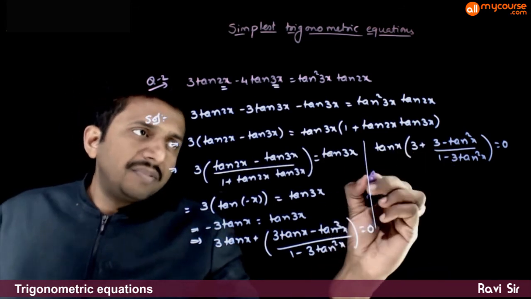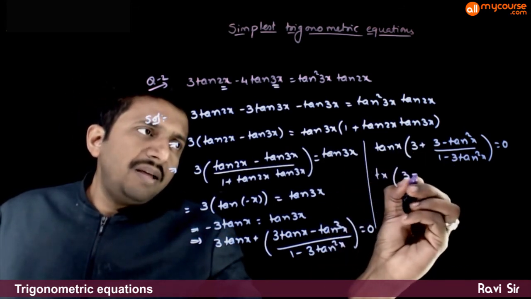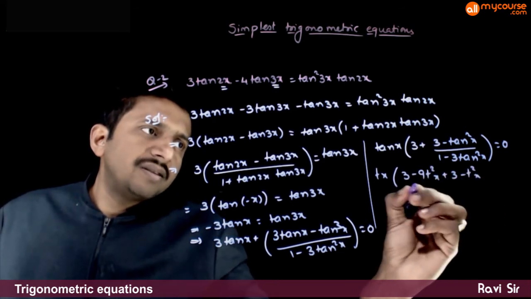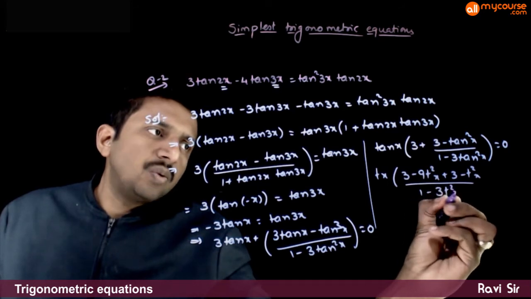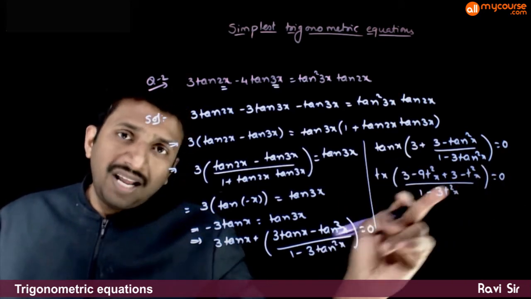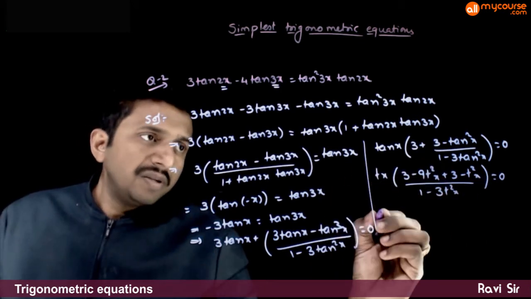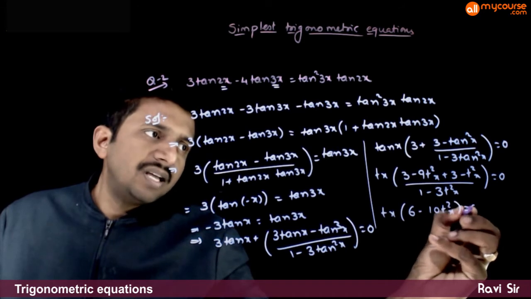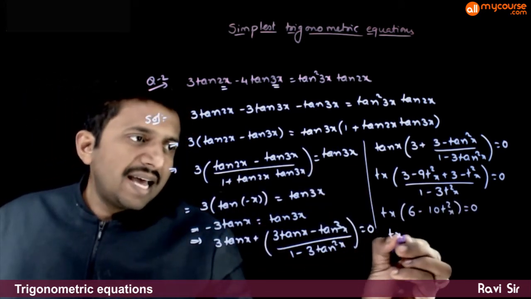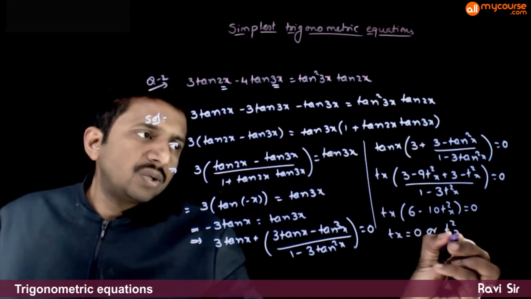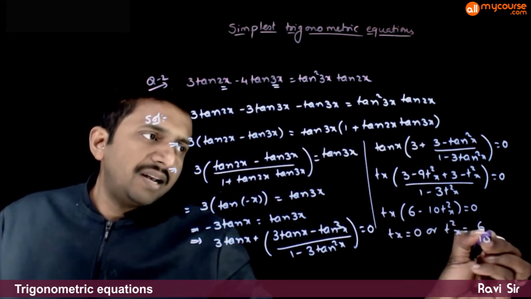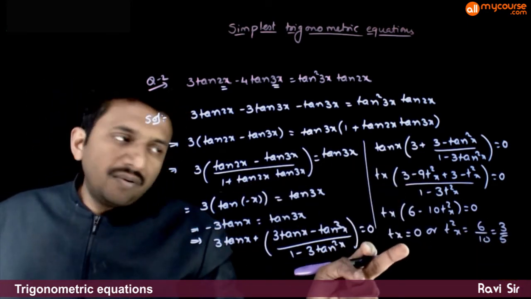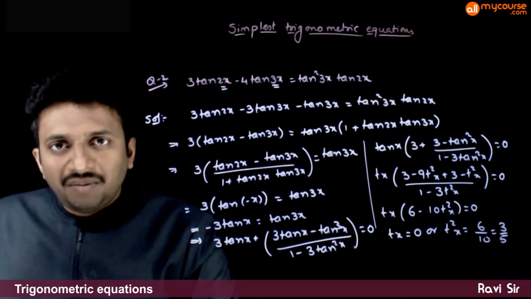If you take the LCM, tan x times [3 minus 9 tan square x plus 3 minus tan square x] by (1 minus 3 tan square x) is equal to 0. If you take the LCM, this becomes equal to 0. So you have tan x times (6 minus 10 tan square x) is equal to 0. This implies tan x is equal to 0 or tan square x is equal to 6 by 10, that is 3 by 5.